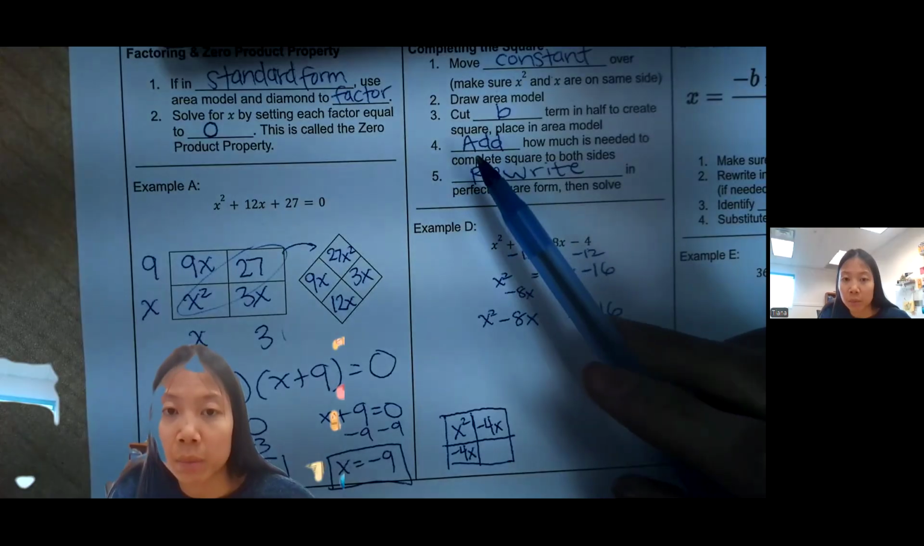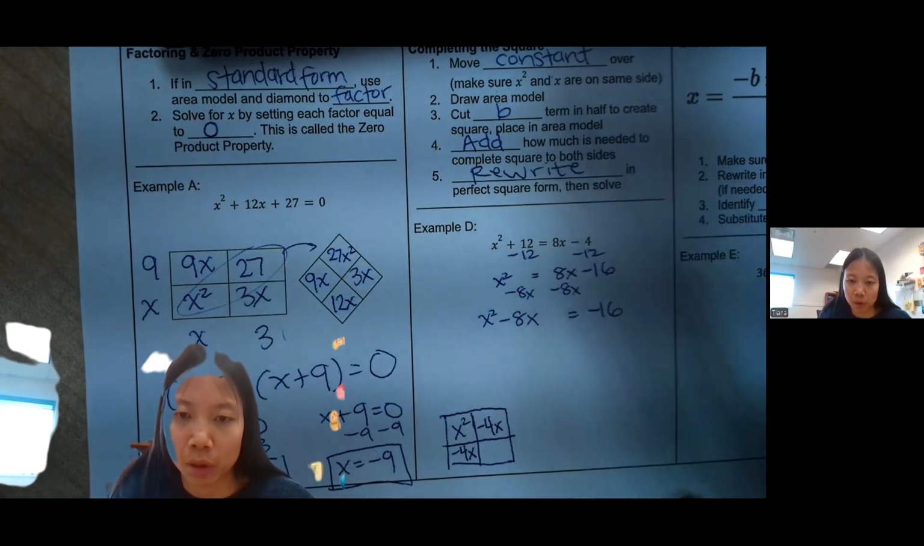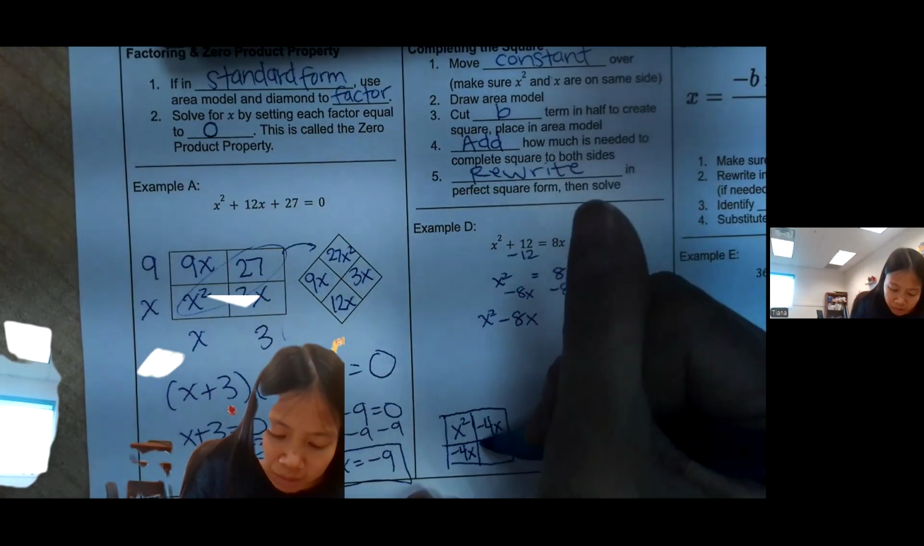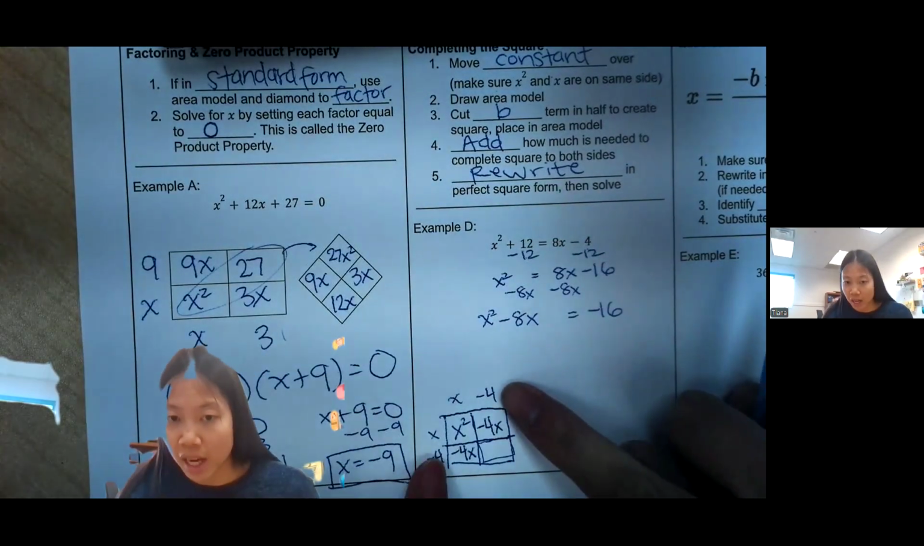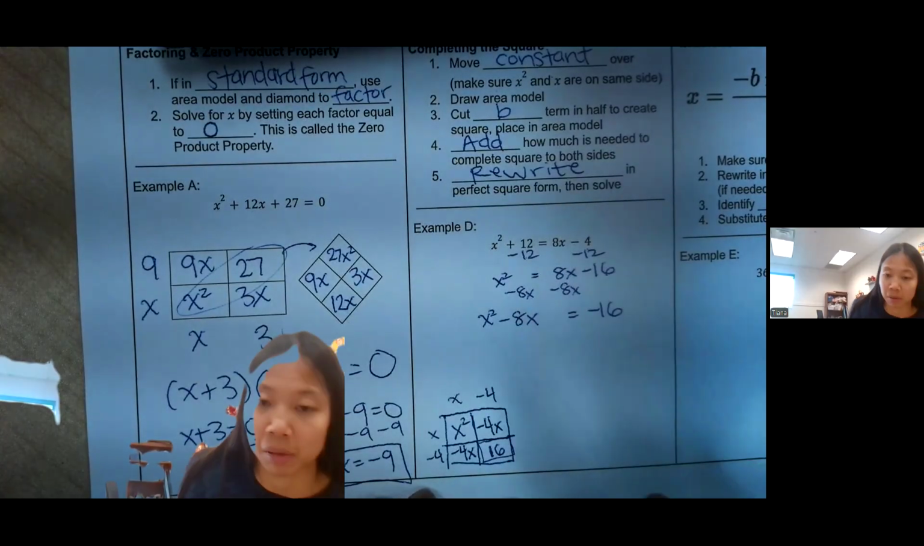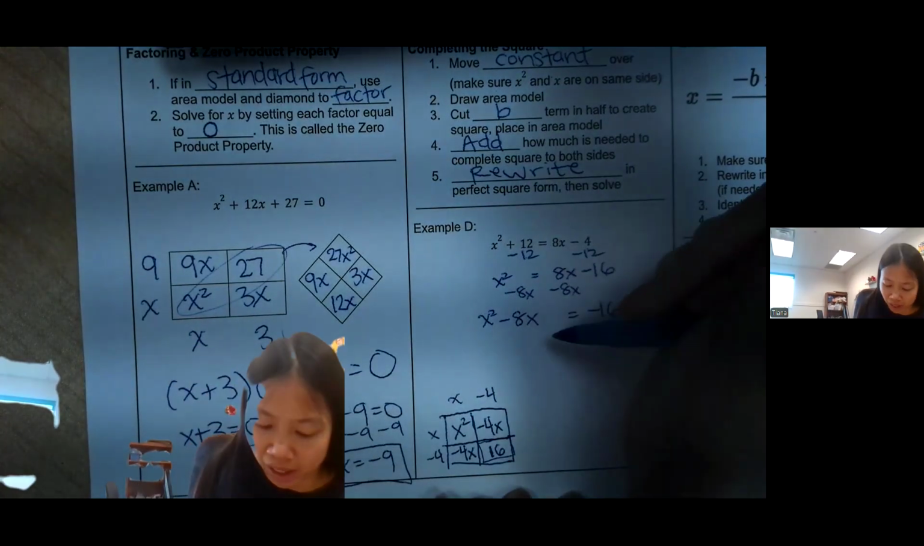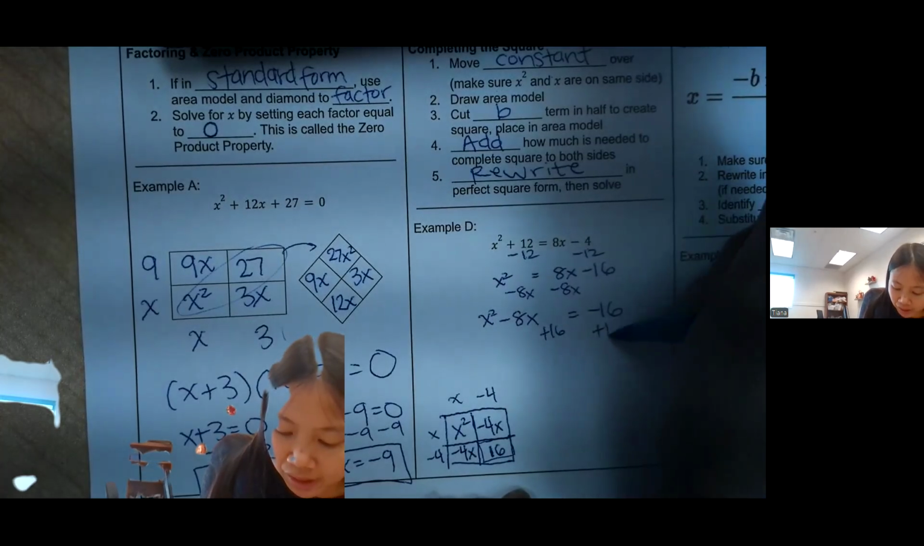Now I'm ready for number 4. I need to add how much I need to complete the square to both sides of my equation. So I made an (x minus 4) squared. That's the kind of square I'm trying to make. If I did negative 4 times negative 4, that would give me positive 16. So I'm missing 16 to complete the square. So I'm going to add 16 here. And whatever I do to one side, I've got to do to the other. So I'm going to add 16 here, add 16 here.